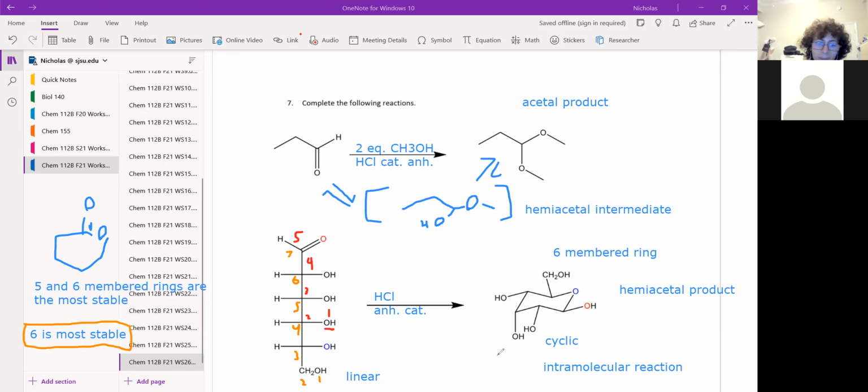So just be aware of that. I don't know if you'll be asked to complete reactions like this, to show a product, but most of the time you're going to want to form a 6-membered ring. So that's how you should figure out which alcohol is reacting. Okay. I'm going to go ahead and erase this. If you have any questions, feel free to ask. As usual.